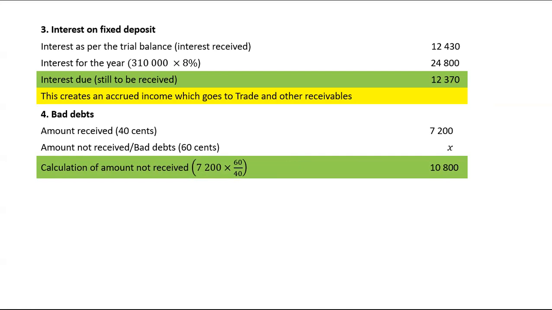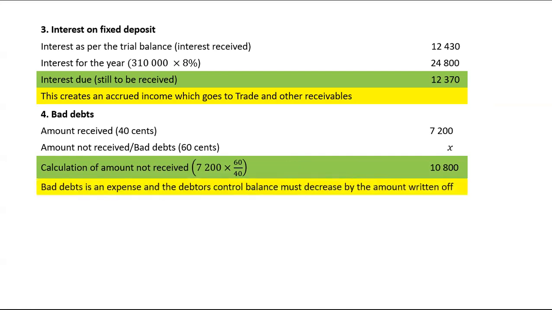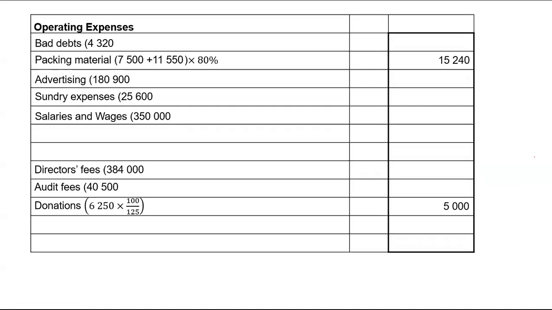That amount was not received. It's bad debts. So you debit bad debts, which is an expense, and you credit your debtors control because they told you that the remainder was not recorded. When I debit my bad debts, it means my bad debts expense is going up. I'm going to add to bad debts, and bad debts will be under operating expenses. You add that 10,800 to bad debts.